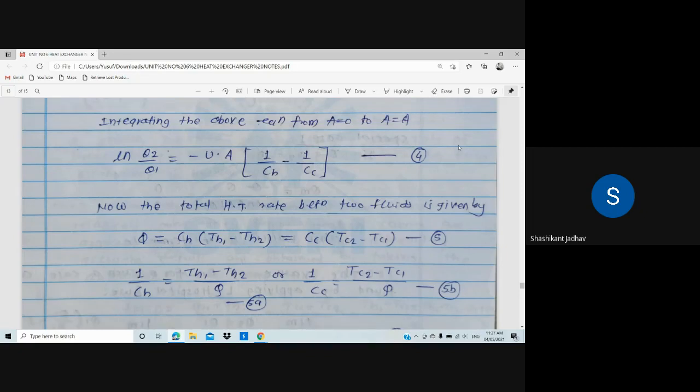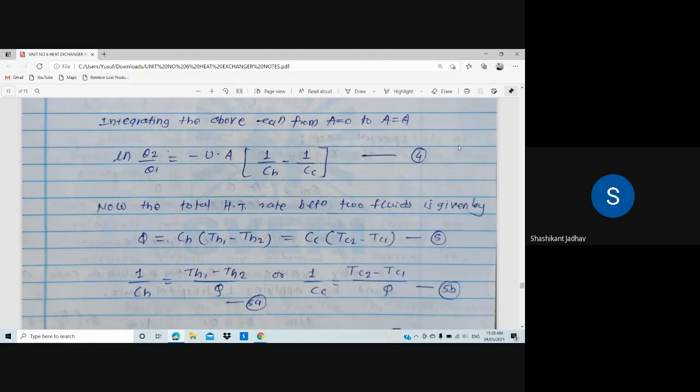Already we did this in the previous derivation. We have taken the integration from 1 to 2 and for the area from 0 to capital A. So by the same integration, we get ln theta 2 by theta 1 is equal to minus U into A into bracket 1 upon Ch minus 1 upon Cc, and that is equation number 4.